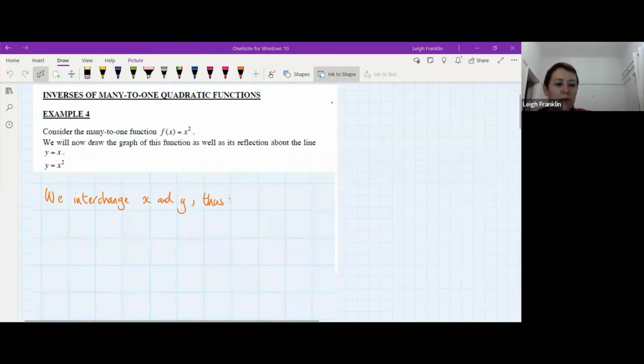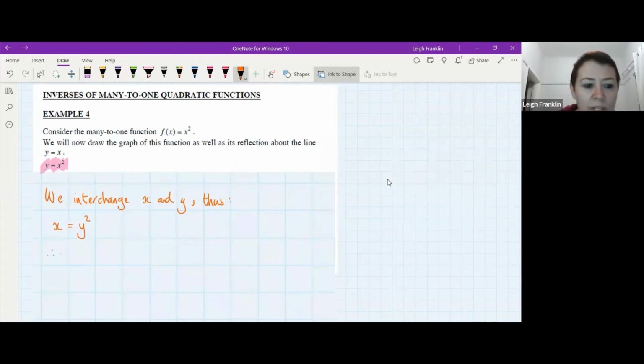All right, so if we consider the many to one function, f of x equals x squared, we will now draw the graph of this function as well as its reflection about the line y equals x, all right? So what we want to do when we want to draw its reflection is, of course, we've got to interchange x and y, don't we? So if this is our original function over here, y equals x squared, interchanging x and y gives us x equals y squared. Right. So now when we want to make y the subject of the formula, we're going to have to take a square root on both sides.